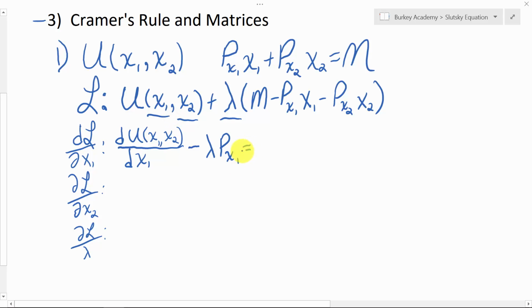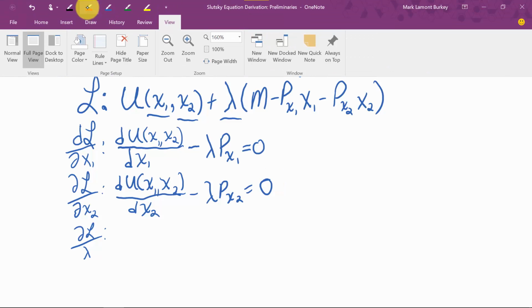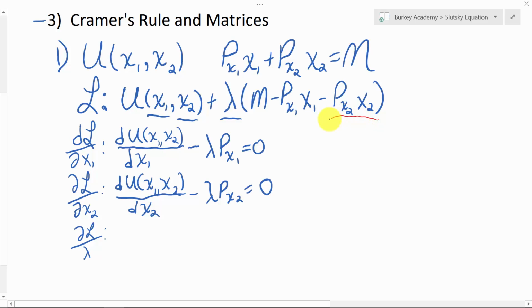And we're going to set that equal to 0. Very similarly here, derivative of utility with respect to x1 and x2 with respect to x2 minus lambda times the price of x2 equals 0, since we're trying to maximize utility here. Now the derivative with respect to lambda is just going to take into account this term right over here that has the lambda multiplied times it. And so what we're going to get is just the budget equation here.